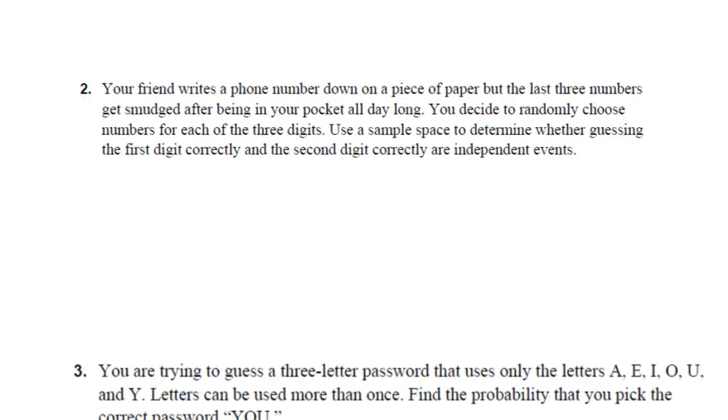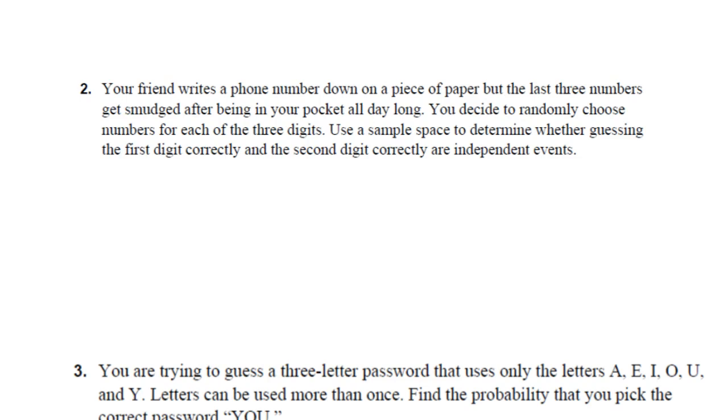Our second problem says your friend writes down a phone number on a piece of paper, but the last 3 numbers get smudged after being in your pocket all day long. You decide to randomly choose 3 numbers for each of the 3 digits. Use a sample space to determine whether guessing the first digit correctly and the second digit correctly are independent events.